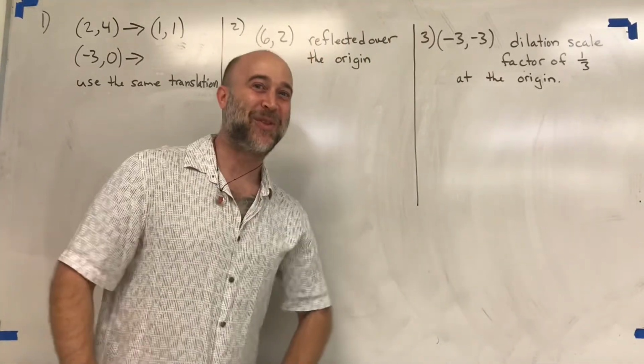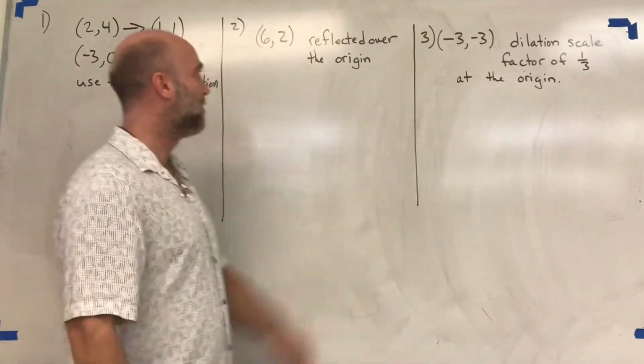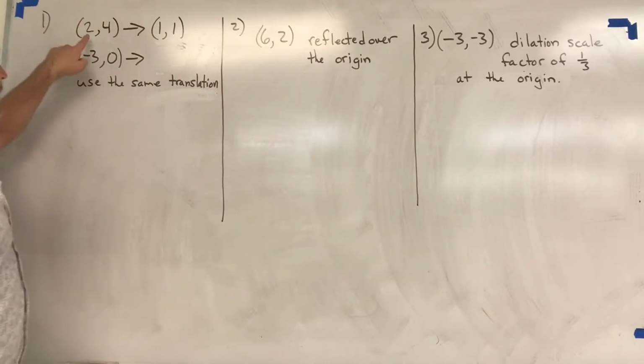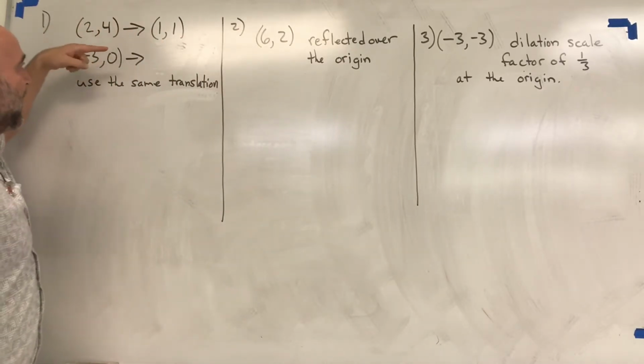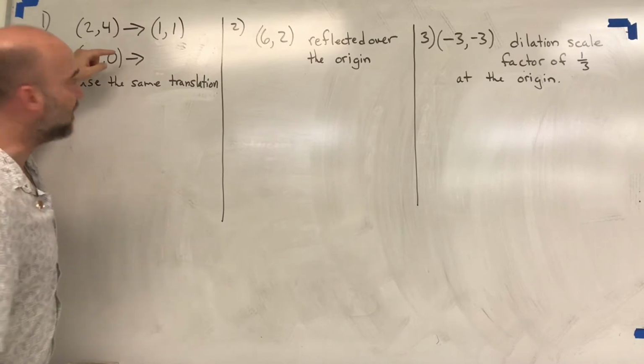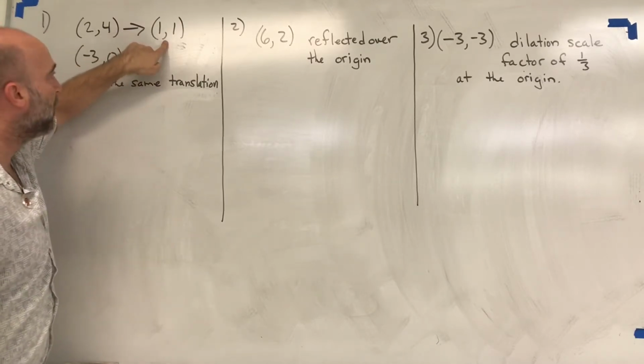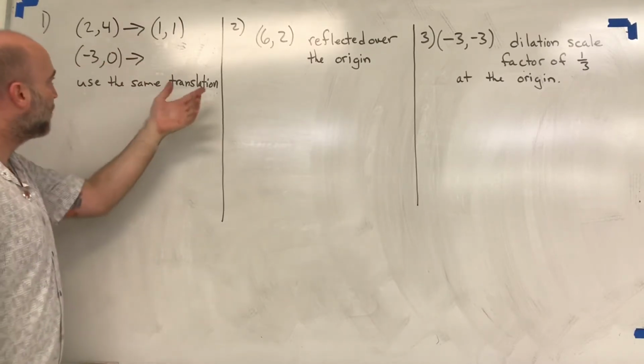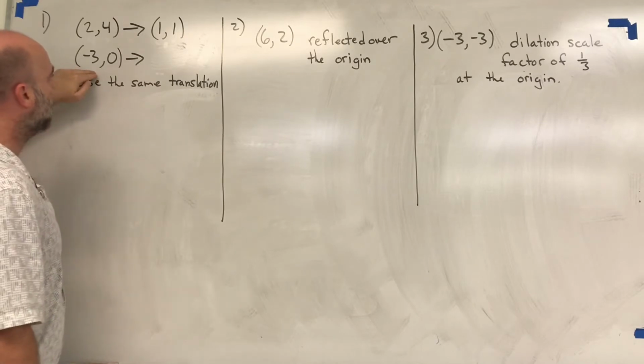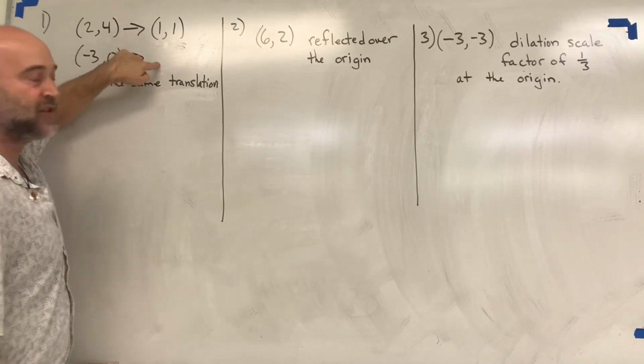Let's go ahead and get through these three problems. I have the point (2, 4), and there's some sort of transformation that changes it to (1, 1). I'm asked to use that same transformation on this one here, and then it'll turn it into what?